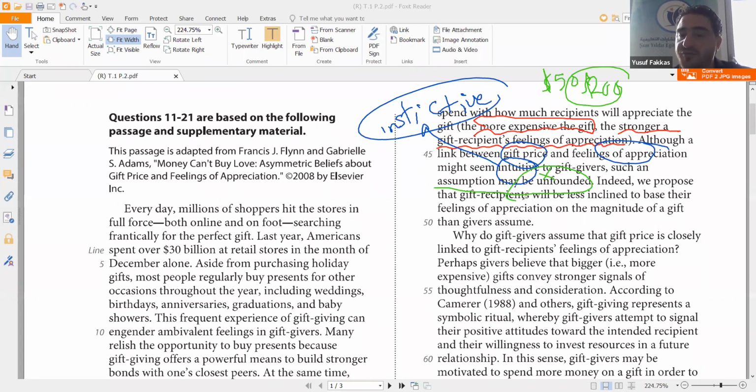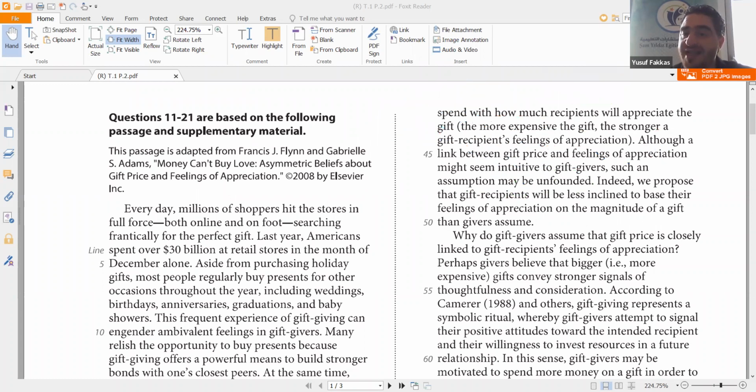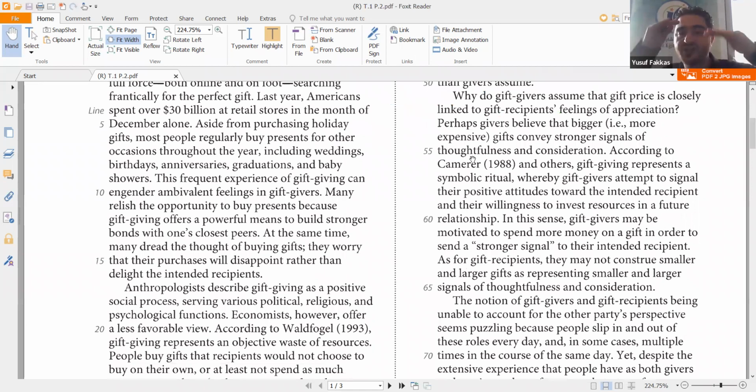Indeed, we propose that gift recipients will be less inclined to base their feelings of appreciation on the magnitude of a gift than givers assume. So they're telling us what's happening is because of this equation that we make in our heads, right? The more expensive, the more appreciation, but that's not correct.